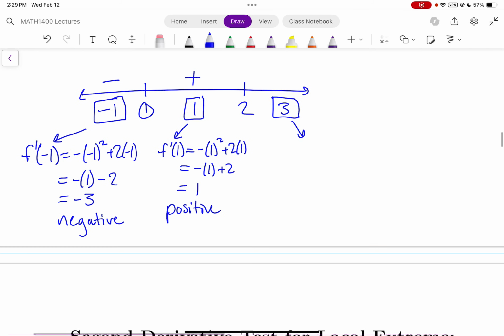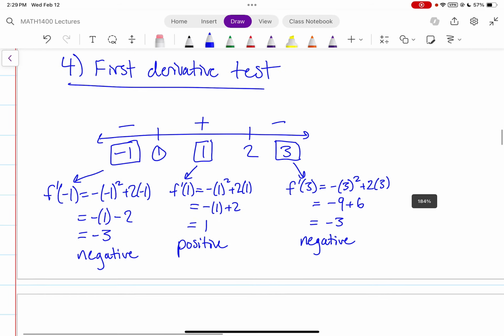Right, and then my last one, f prime of 3, so -3 squared plus 2 times 3, so -9 plus 6, which is -3, so this is once again negative. So I'm going to put a minus there. Okay.